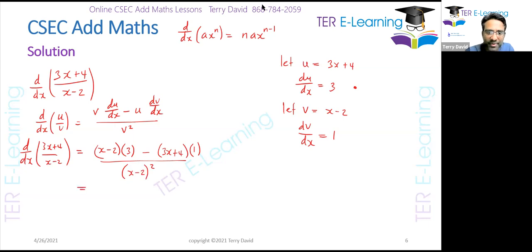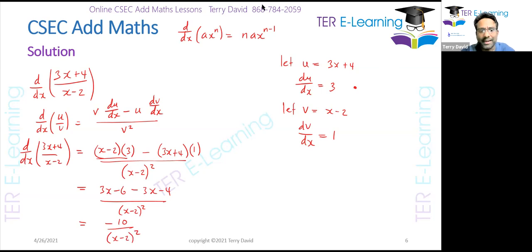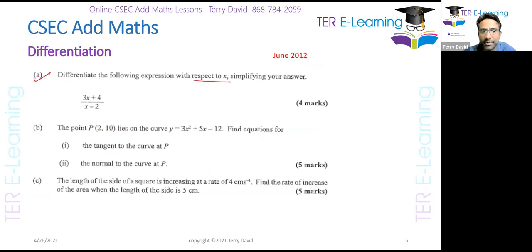Now, in order to simplify the numerator, we need to simplify this piece here. So this is going to be 3x minus 6 minus 3x minus 4, all over x minus 2 squared. If we simplify the top, 3x minus 3x gives 0, and minus 6 minus 4 gives minus 10. So it's minus 10 over x minus 2 all squared. That's basically my answer for part A, and we're getting 4 marks for this.